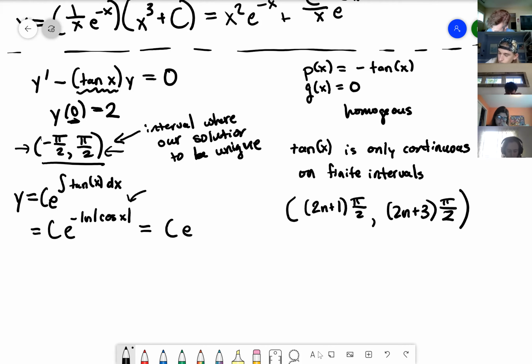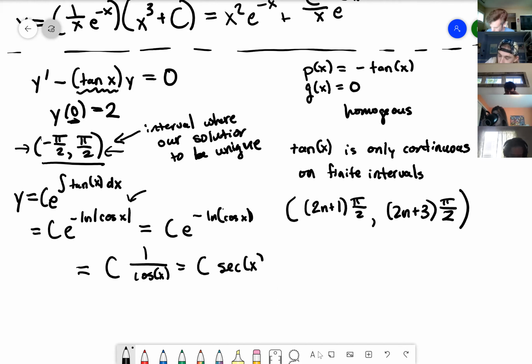And we get c e to the minus natural log of cosine of x, right? And so this is just c times 1 over cosine of x, which is secant of x. Okay, and now we just plug in our initial condition. x is equal to 0, so we get c times cosine of 0, which is just 1, so we get c times 1, equals 2. So our solution is y equals 2 secant x.